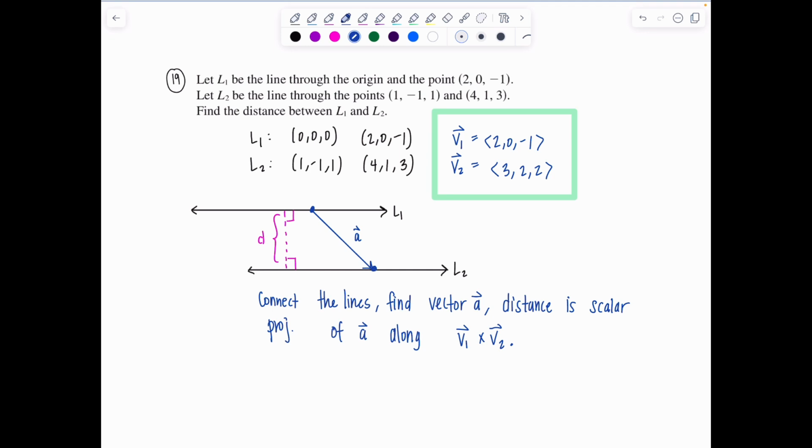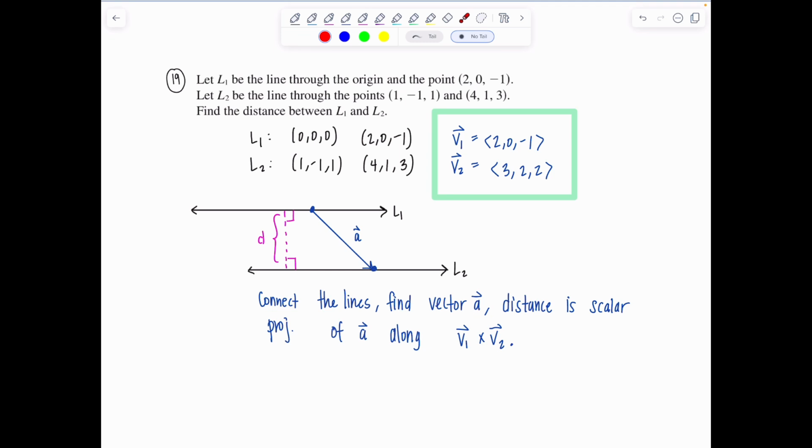So I'll say it again. I'm going to connect the two lines. We'll call it vector A. Then in order to find this distance, it needs to be perpendicular to both of the lines. So I have the direction vectors of each of the lines. If I take their cross product, I'll have a vector that's mutually orthogonal to both of the lines. So that new vector, I'm going to project A along it, find its scalar projection, and bam, there's my distance.